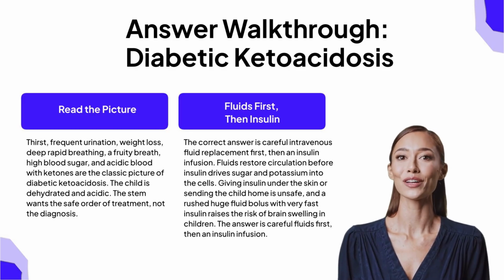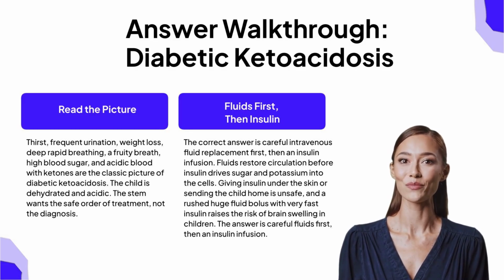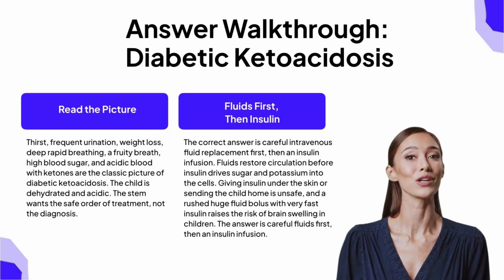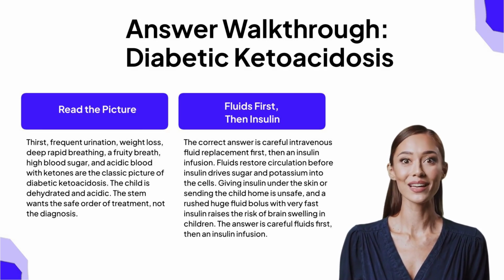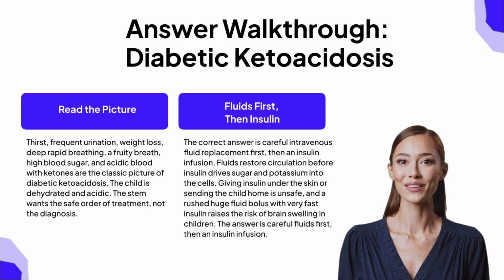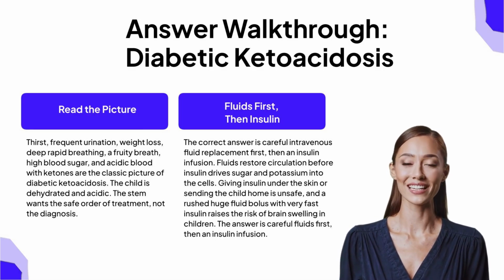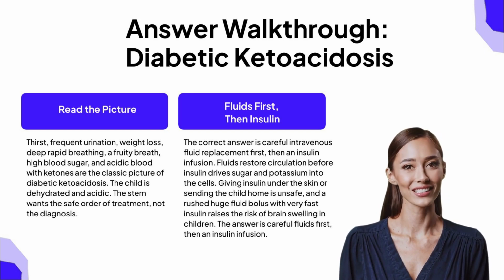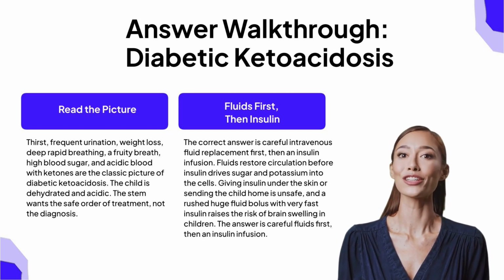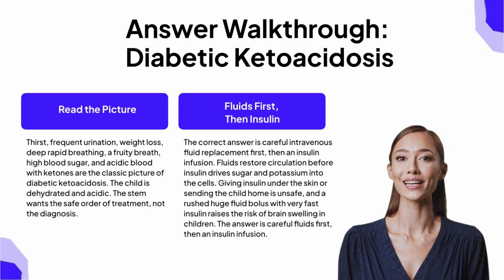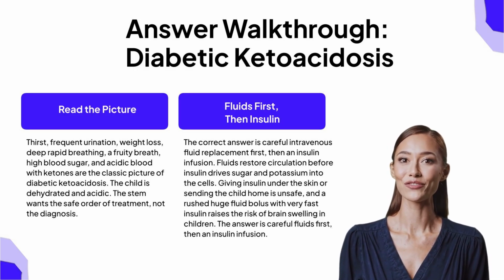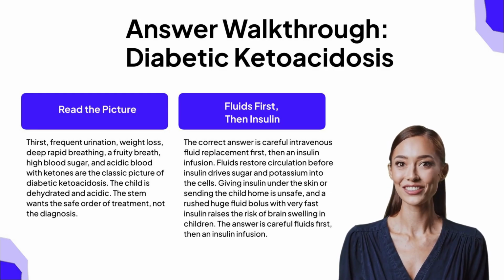Thirst, frequent urination, weight loss, deep, rapid breathing, a fruity breath, very high blood sugar, and acidic blood with ketones are the classic picture of diabetic ketoacidosis. This child is dehydrated and acidic. The correct answer is careful intravenous fluid replacement first, and then an insulin infusion. The fluids restore circulation before insulin drives sugar and potassium into the cells.